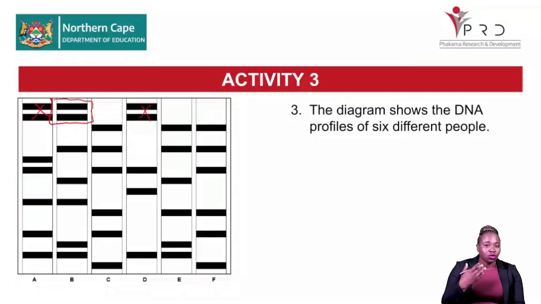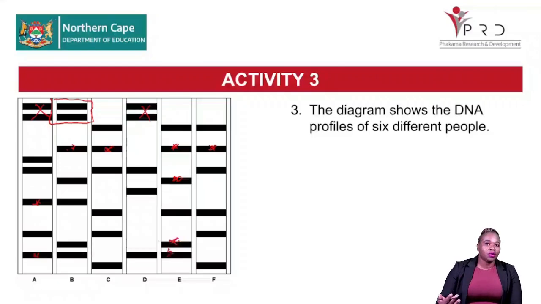And then we're going to look at the second bar, which is this one. Who does it match? It matches C, E, and F, right? And then again, the next one matches E only. The next one matches A only. The next one matches E only. And the last one matches both A and E.